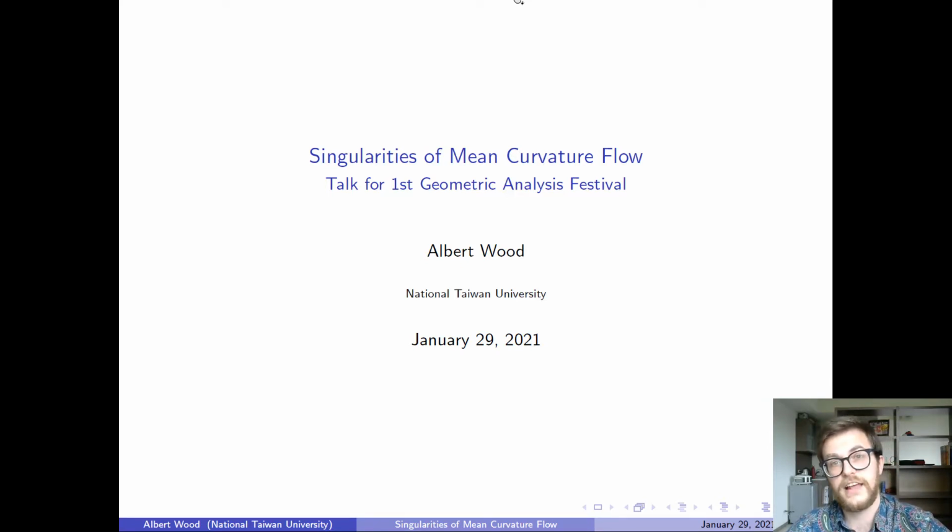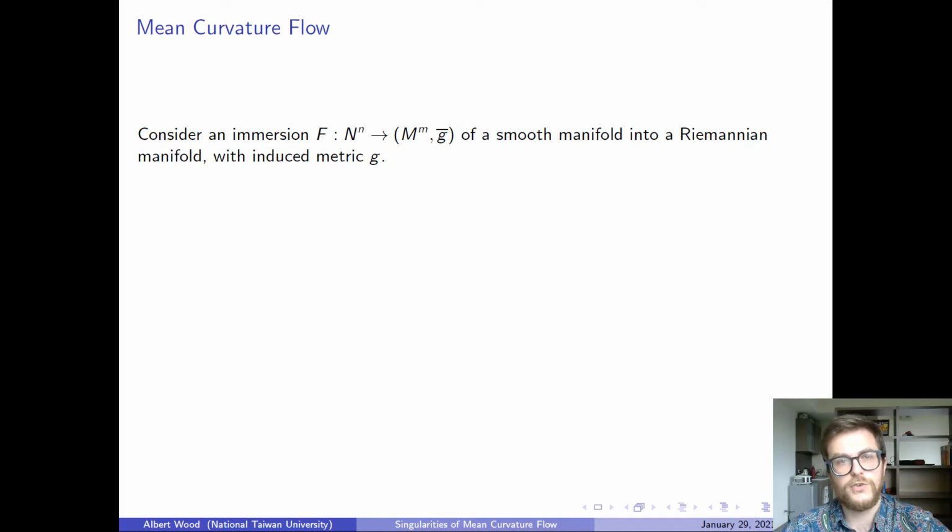And then for the next lecture I'm going to specialize to the case of Lagrangian mean curvature flow and demonstrate that the theory of singularities is quite different in that case to the generic case of mean curvature flow of Riemannian submanifolds. So to start off, I'm going to talk about what mean curvature flow actually is. So we're always working in submanifold geometry here.